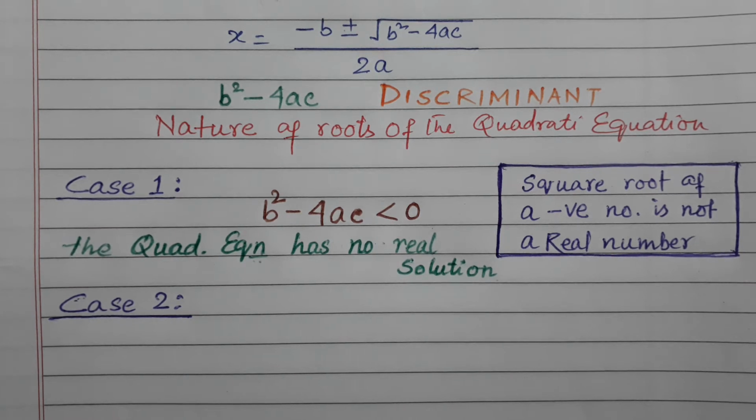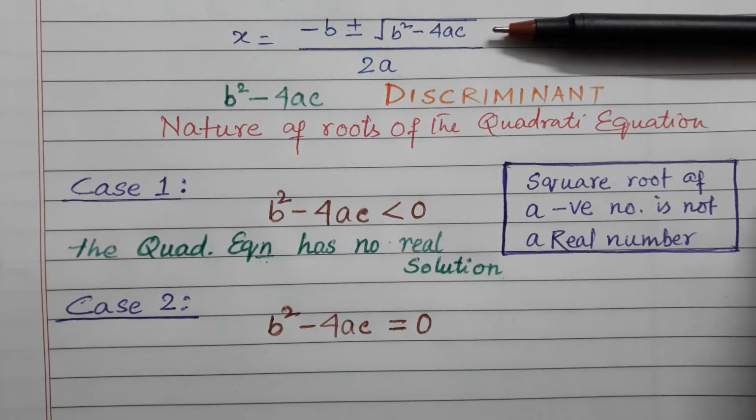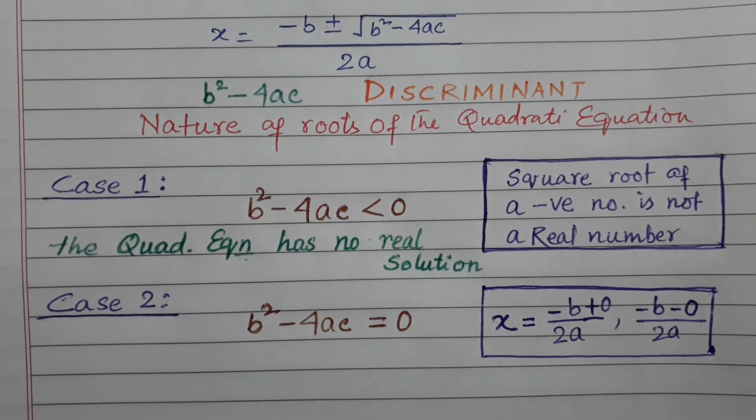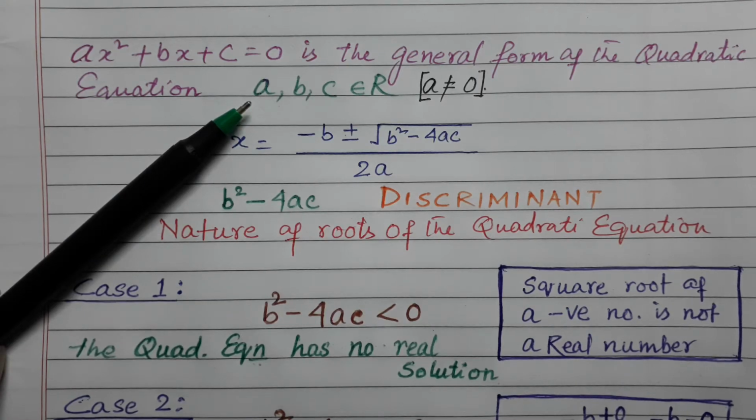Now the second case, when the discriminant becomes 0. In that case, root over of b square minus 4ac will also become 0. Hence, x will be minus b plus 0 by 2a and minus b minus 0 by 2a. Hence, the roots of the given equation are both minus b by 2a. Therefore, the quadratic equation has two equal but real roots. It will be real because both b and a are real numbers.